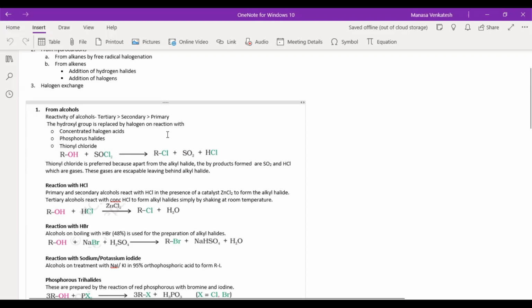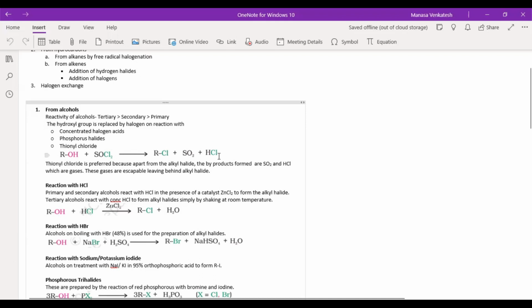So this reaction can be done in three ways. We can use concentrated halogen acids, or we can use phosphorus halides, or we can use thionyl chloride. Now, out of these three methods, thionyl chloride is preferred. The reason being the SO2 which is formed and the HCl which is formed, they're byproducts. Usually when you have a chemical reaction, it is quite difficult for us to separate the products from the byproducts.